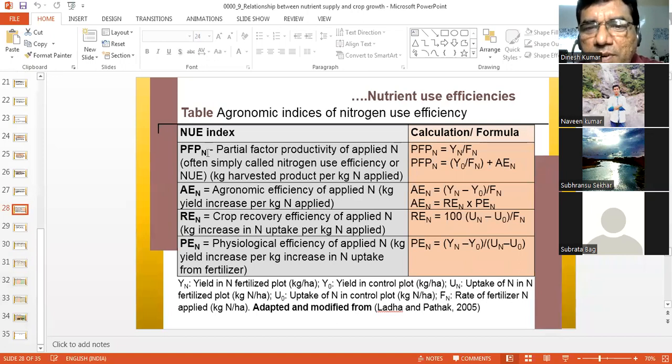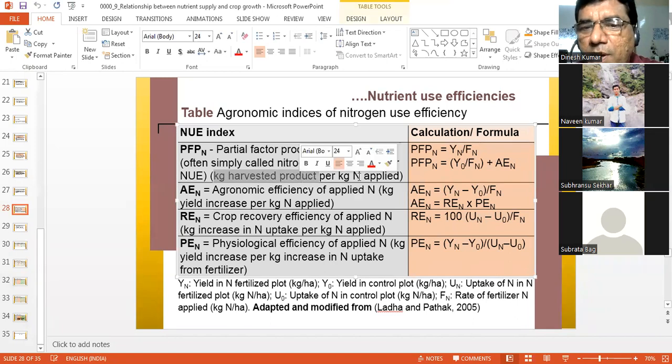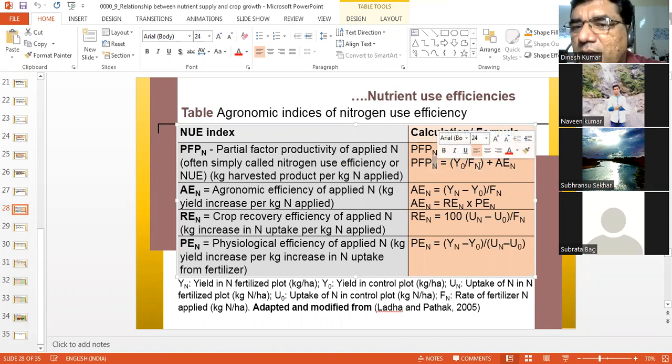Partial factor productivity of applied nitrogen. This is called nitrogen use efficiency, or PFPN, kg harvested product per kg of nitrogen applied. So this is how PFPN can be calculated: yield in the nitrogen applied plot divided by fertilizer rate or nitrogen rate. And it has a relationship with AEN also. PFPN is equal to Y0, yield at control, divided by fertilizer nitrogen rate. This N is the same N here.